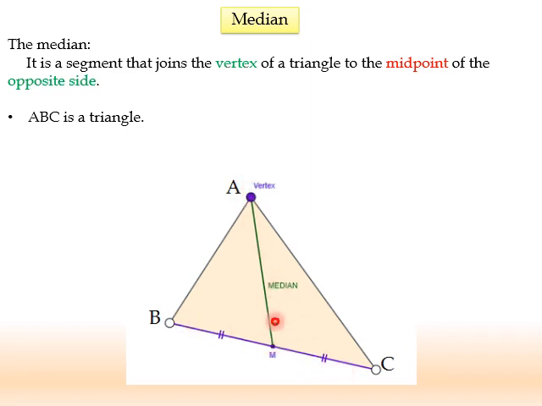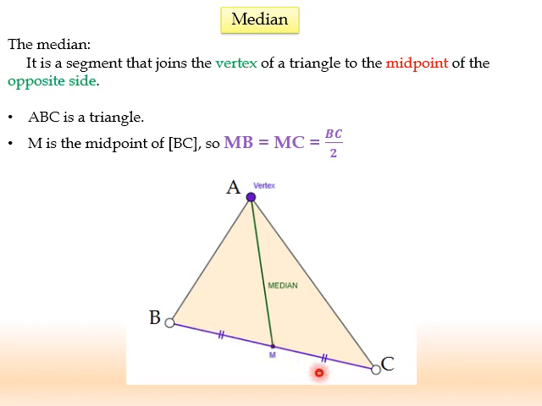And since AM is a segment issued from vertex A to the midpoint of the opposite side, here AM is called a median of the triangle. It's the median relative to BC. Okay? Here ABC is a triangle, M is the midpoint of BC, so of course I can say that BM equals MC equals half of BC. And AM is the median relative to BC. How did I know that it's a median? Simply because it's issued from the vertex to the midpoint of the opposite side.